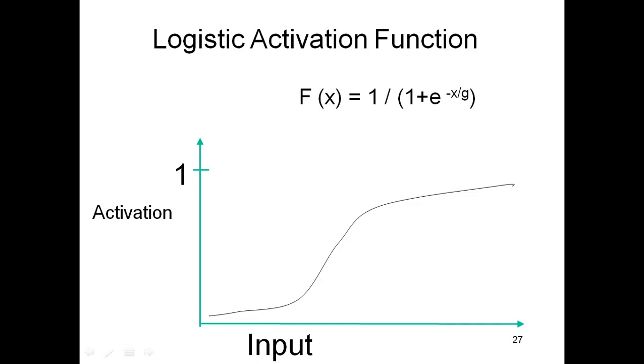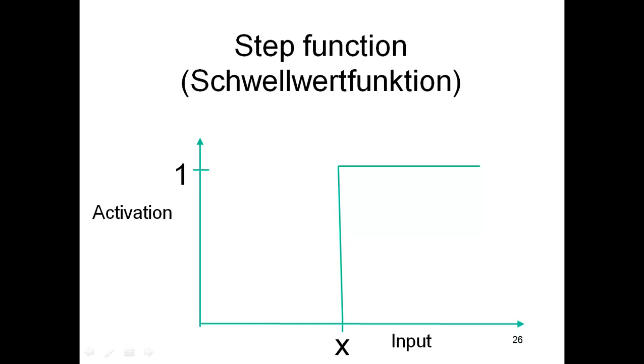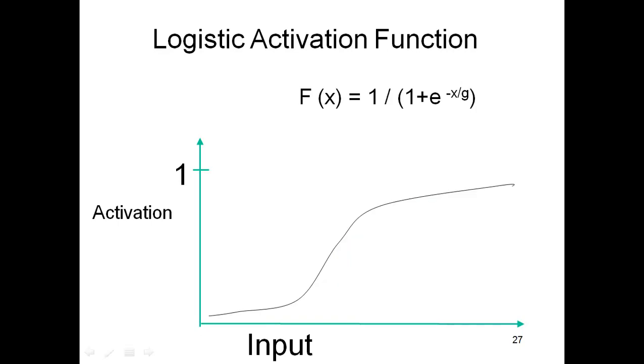I have very little input, I have very little activity, and if the input grows, we go to the right. Our activation also grows. This is a steep function, similar to the threshold function, but of course nicer to handle mathematically. Okay? So far, understood? Or questions? The basic principle is really very simple.